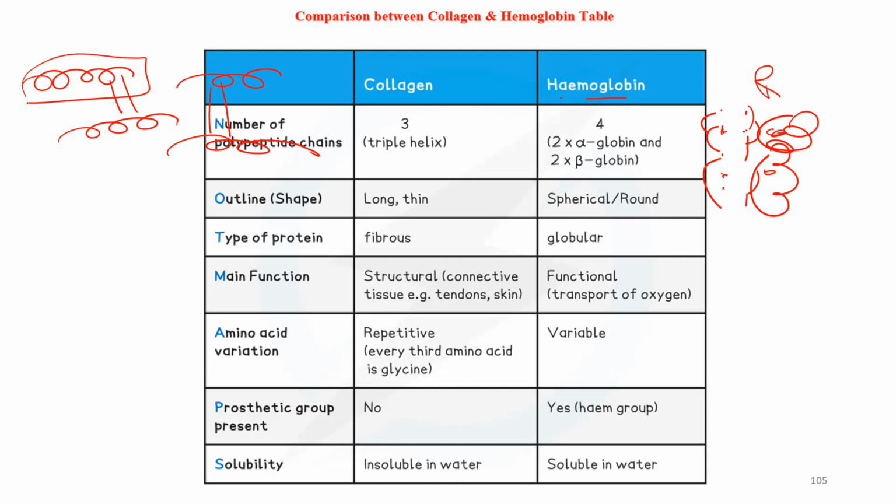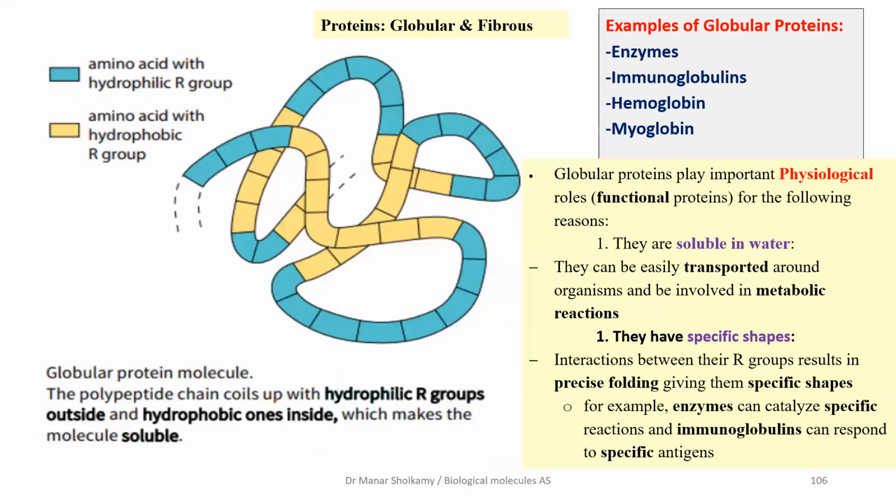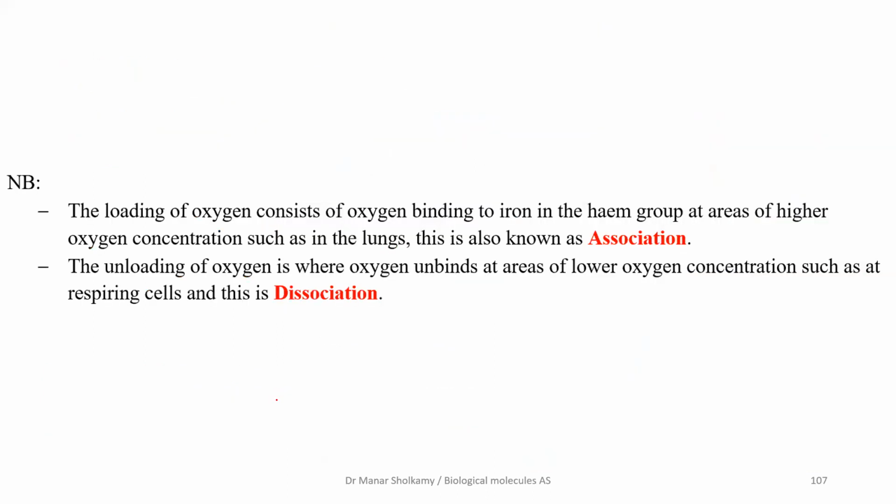Okay, this table is very nice. Number of polypeptide chains, 3. Here 4: 2 alpha globin, 2 beta globin. The shape, long and thin, spherical and round. Type of protein, fibrous, globular. The function, structural. Here, functional, transports oxygen. Amino acid variation, which one is repetitive, which one is variable? Collagen is repetitive, okay? Prosthetic group, is it present? Only in the hemoglobin, which is soluble. Okay, and I think this is done.